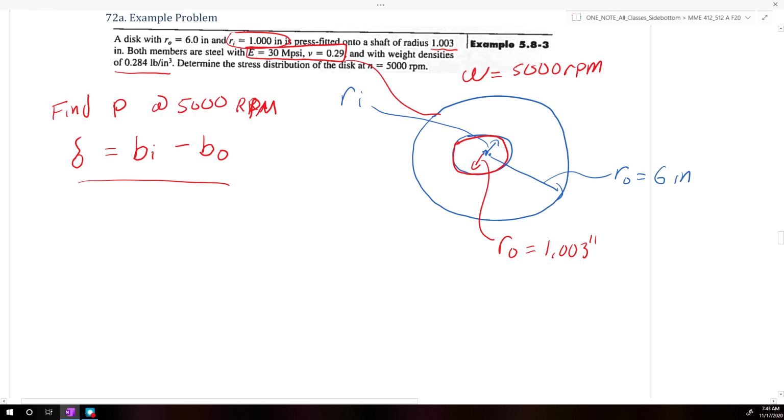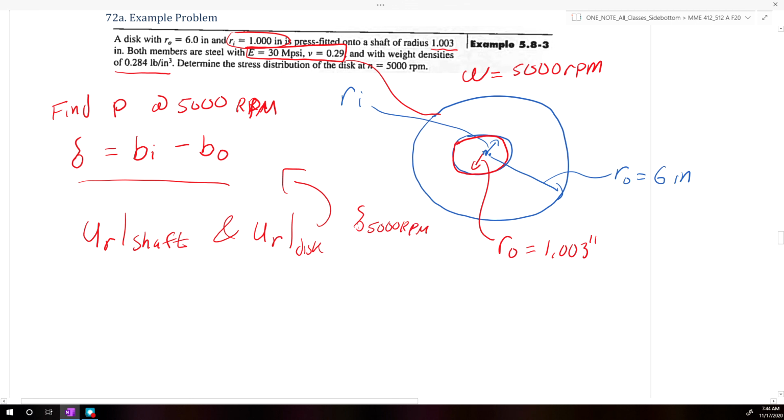But since the shaft is spinning, our inner and our outer radiuses are actually going to be different due to the radial and tangential stresses that are caused by the rotational forces. So what we need to do here is figure out what the change in radius of the shaft is, and what the change in radius of the disk is, in order to find the delta at 5,000 RPM.